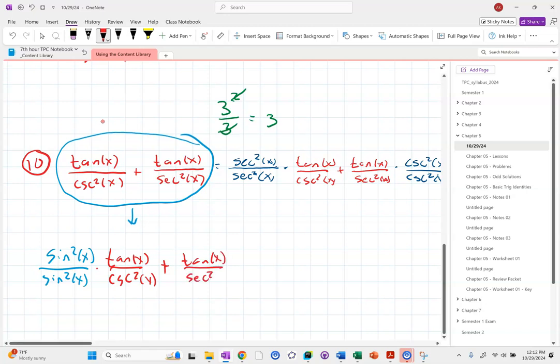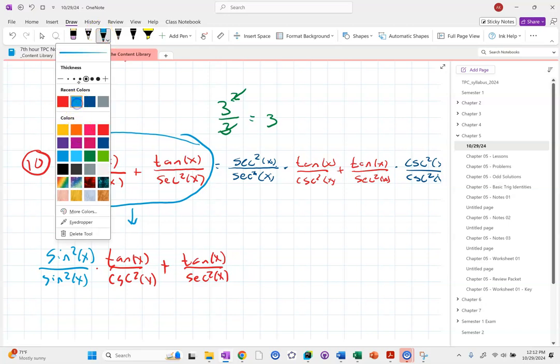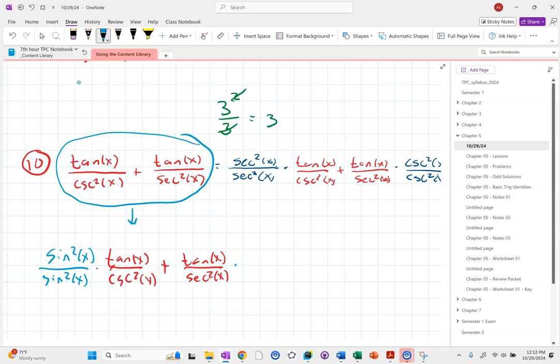What should I multiply the second fraction by to cancel the denominator? What is secant? Look at R5. It's 1 over cosine. So if I multiply this one by cosine squared over cosine squared, those guys all cancel each other out, and we're left with a denominator of 1.